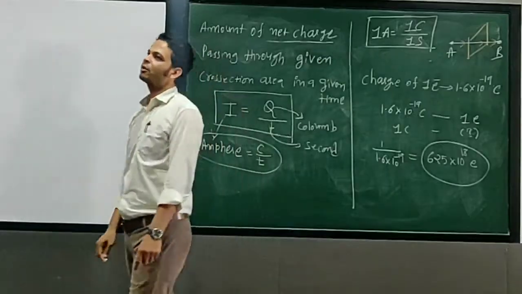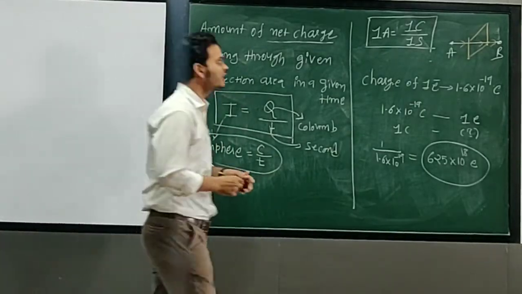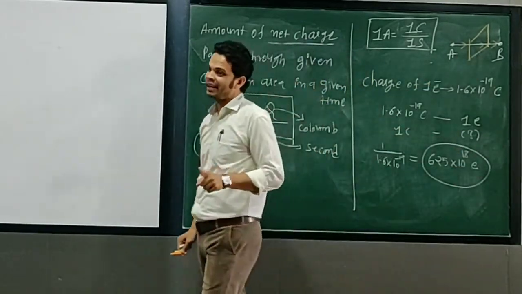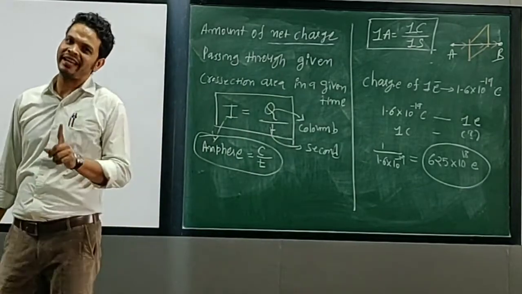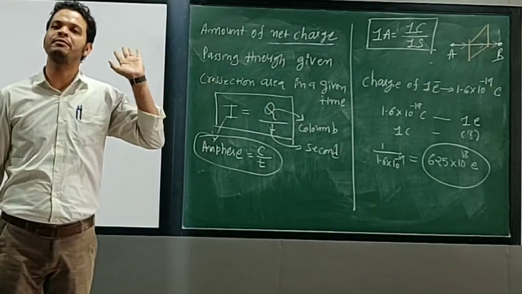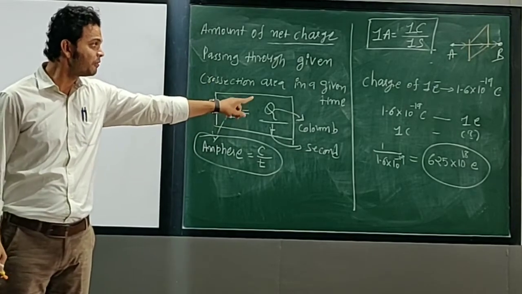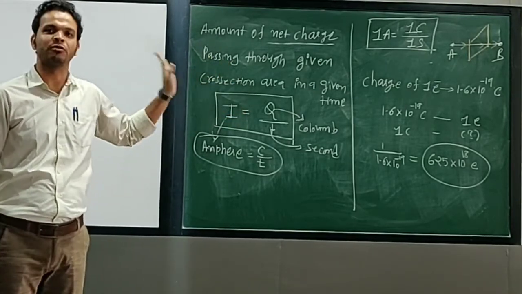So this many electrons should be passing through unit cross sectional area in 1 second, so that we can say that 1 ampere current is flowing. If I say 2 ampere, then 2 into 6.25 into 10 to the power 18, and so on.